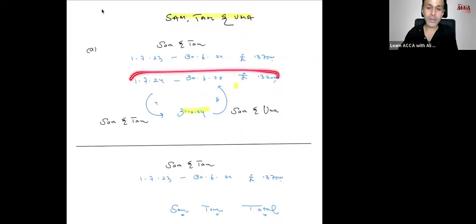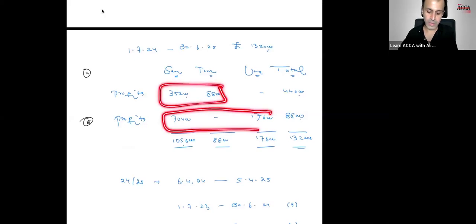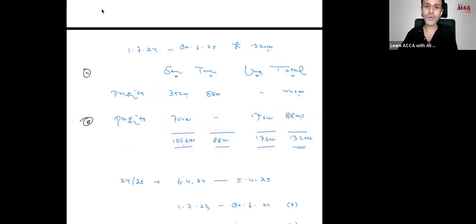But this year was supposed to be divided into parts, 4 months separate, 8 months separate. In the first 4 months, you could see me allocating the profits to Sam and Tam. In the last 8 months, you could see me allocating the profit to Sam and Uma. After the profits were allocated, the next job was to assess.